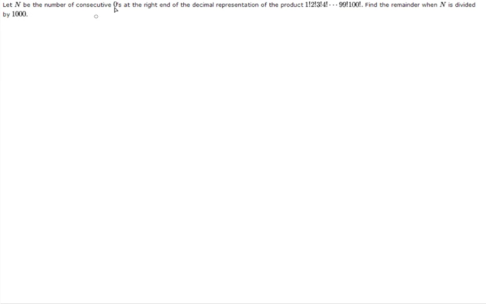Let n be the number of consecutive zeros at the right end of the decimal representation of the product of factorials from 1 to 100. Find the remainder when n is divided by 1,000.